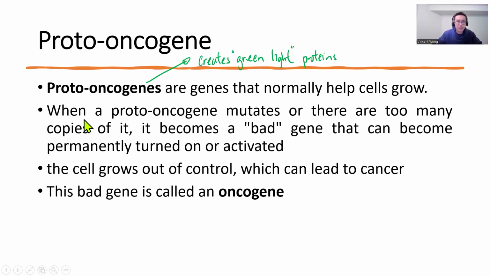However, if the proto-oncogene mutates. Mutates means like changes. Okay? The DNA is wrong, it changes. Or sometimes you have too many copies of the proto-oncogenes, then the proto-oncogene has turned bad. It has become a bad gene. This bad gene might be permanently turned on, like the green light is always on, or permanently activated. When the green light is always on, then it's always go, go, go, right? There's no stopping. The cell growth becomes out of control, which could lead to cancer. This bad gene, this one has the mistake. We call it an oncogene.